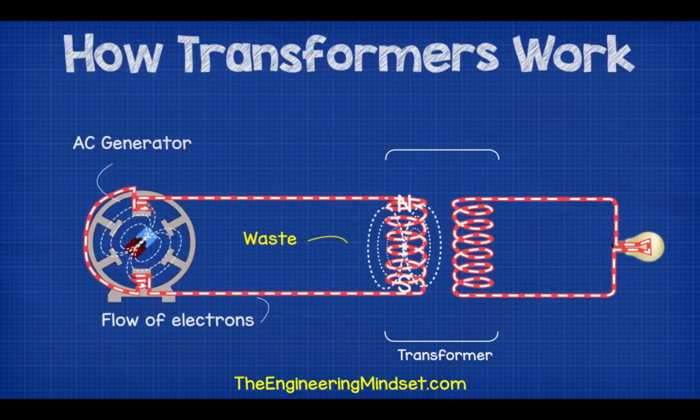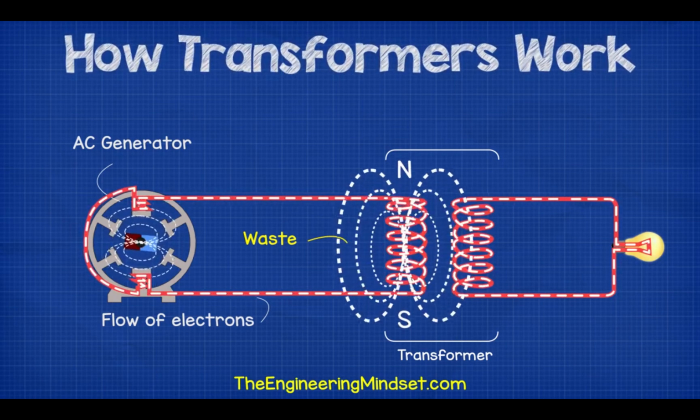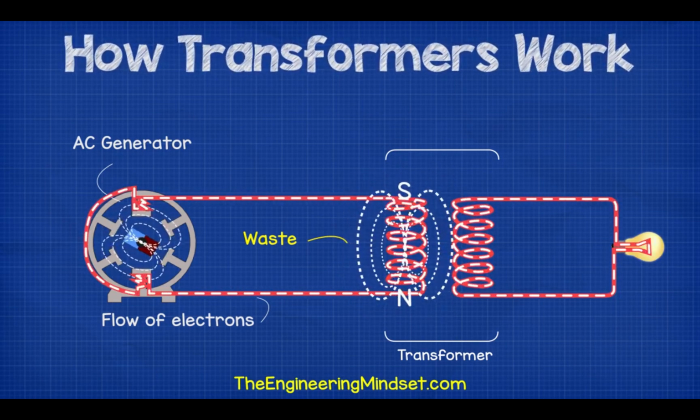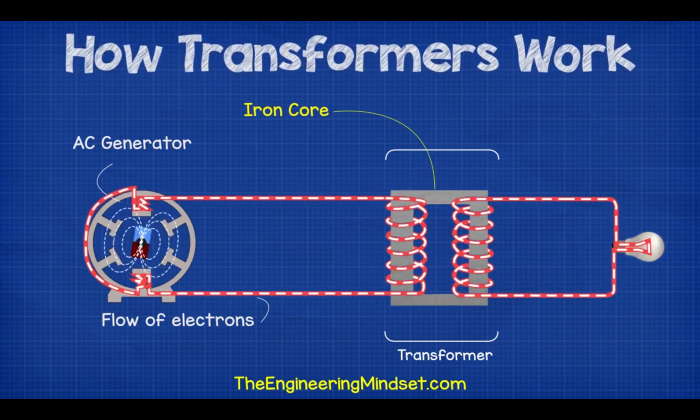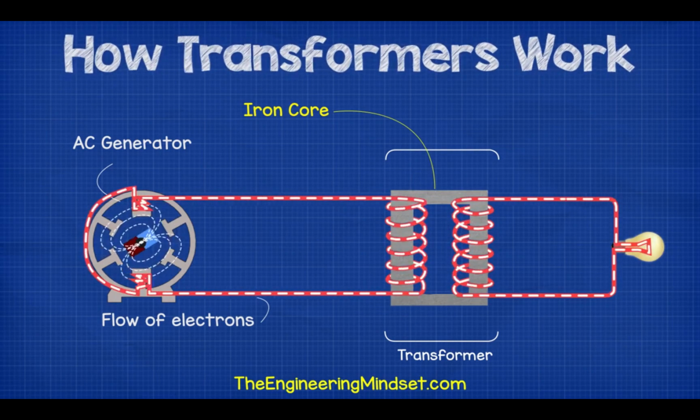Now the problem with this setup is that a lot of the magnetic field from the primary side is being wasted because it's not in range of the secondary coil. So to fix this, engineers place a core of ferromagnetic material such as iron in a loop between the primary and secondary coils.